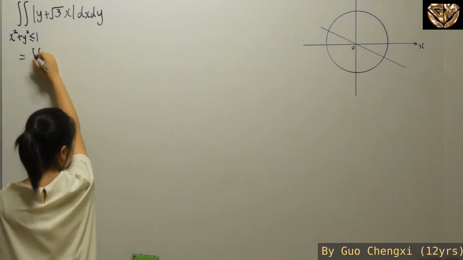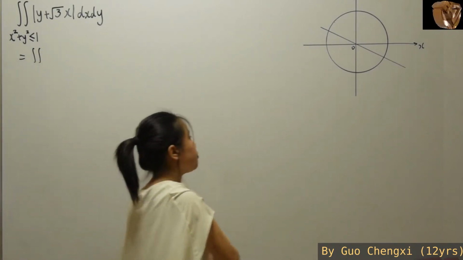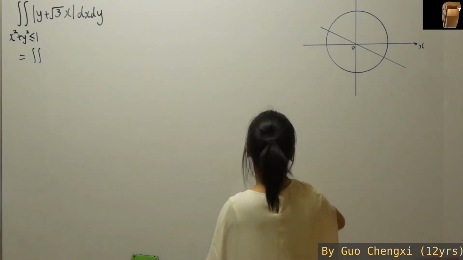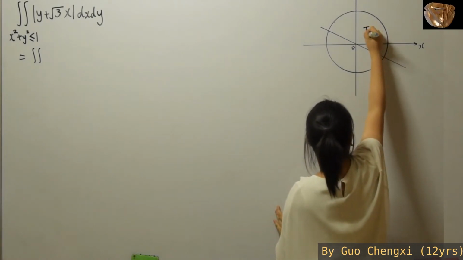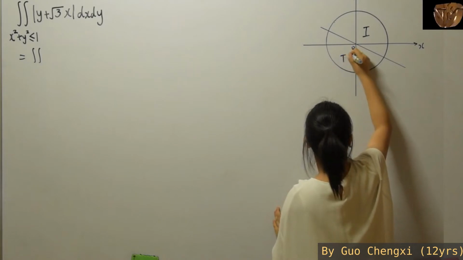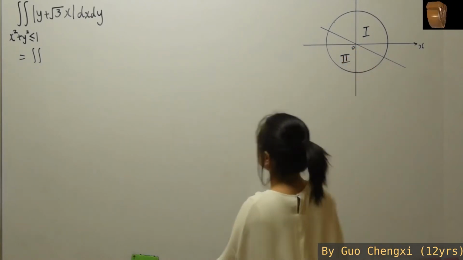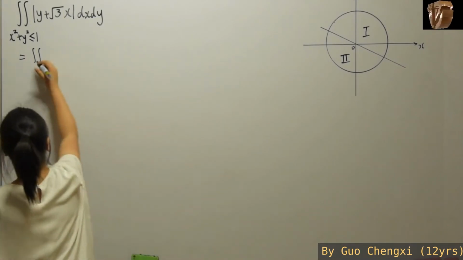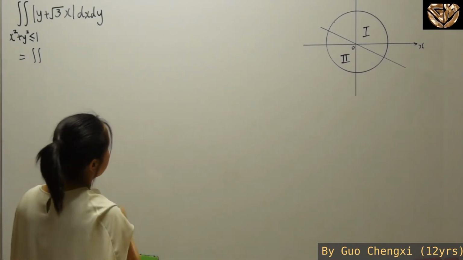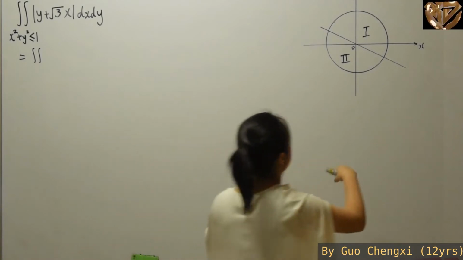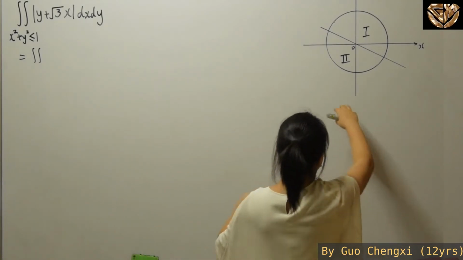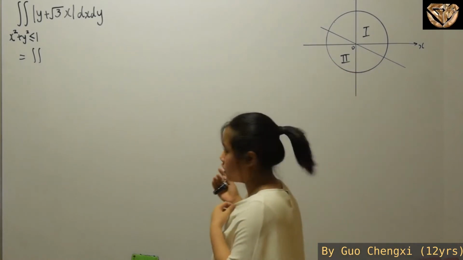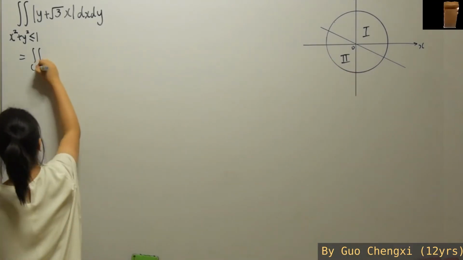Over here, we're going to have two parts which are separated by this line. These two are the parts. For these two parts, you may be wondering what's the difference. For this part, it's basically the positive part for both x and y, and the second part is basically the negative part, okay?